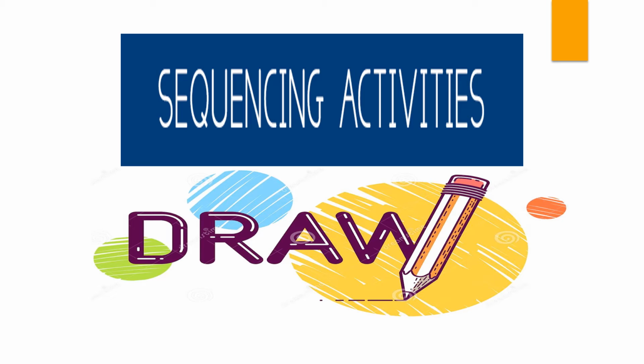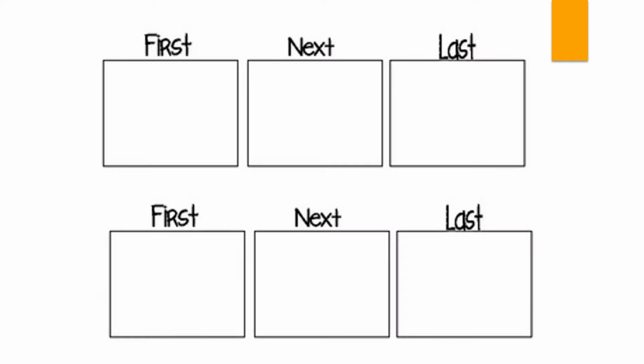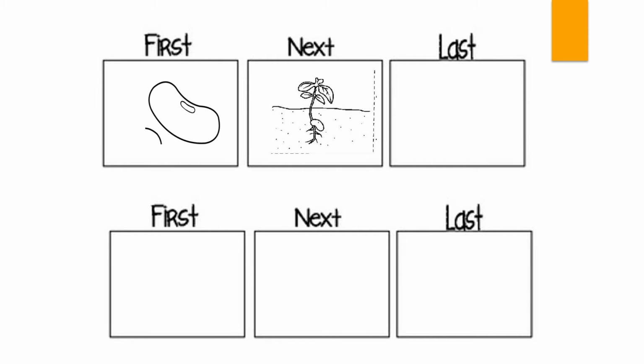Well, guys, now, what are we going to do? We are going to draw a sequence. Are you guys ready? You need your pencil and your paper. Okay, guys, we are going to draw a sequence. What happened first? First, we have a seed. Draw a seed. Next, what happened next? The seed starts to grow. And last, we have a big tree. First, next, and last.